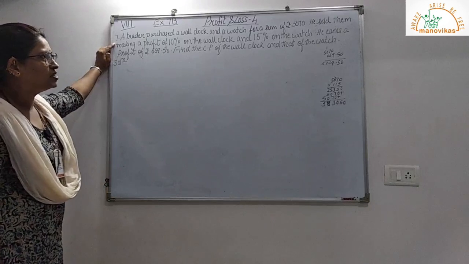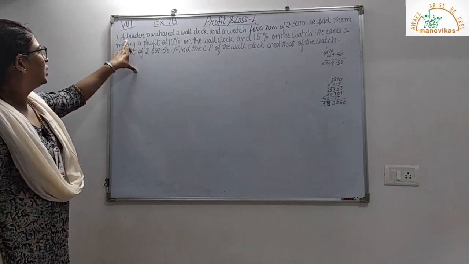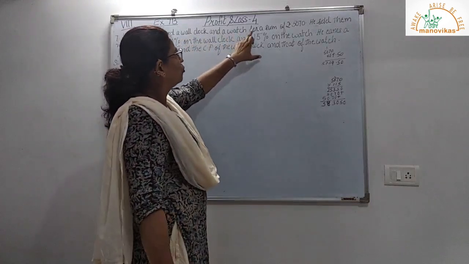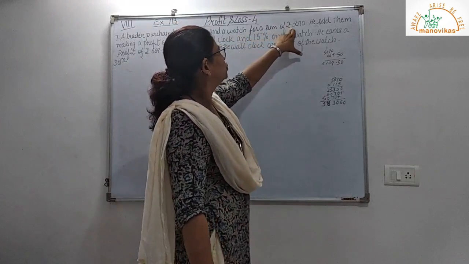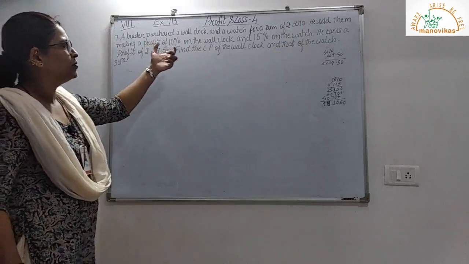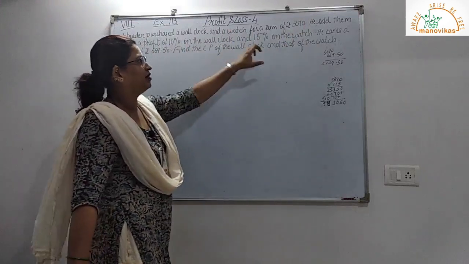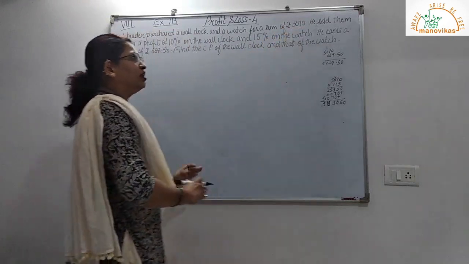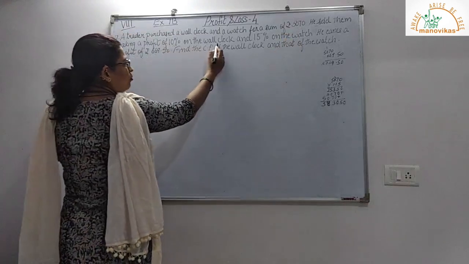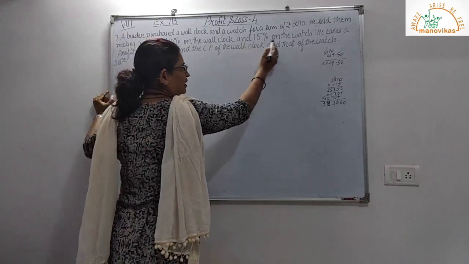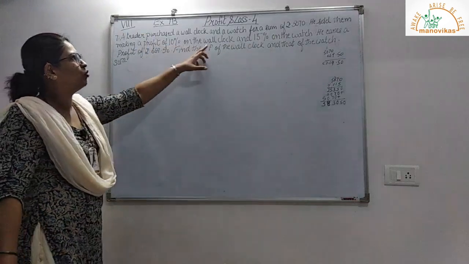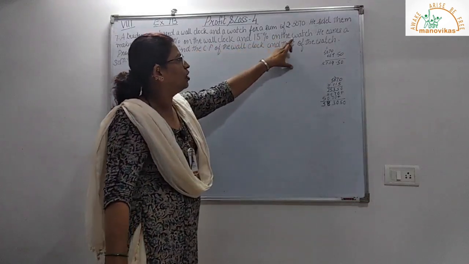Now we move on to the seventh sum. Here in the seventh sum, a trader purchased a wall clock and a watch for a sum of rupees 5070. So he has purchased two items. So this becomes the cost price of both the items, that is 5070. Now he sold them by making a profit of 10% on the wall clock and 15% on the watch.